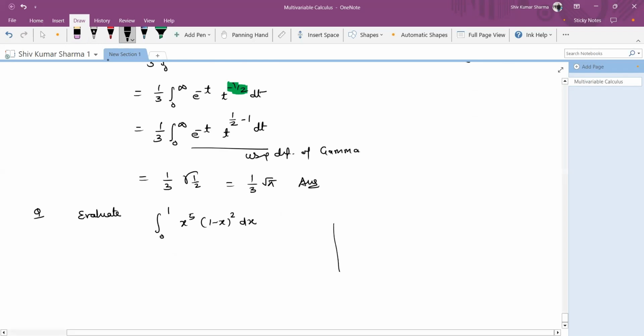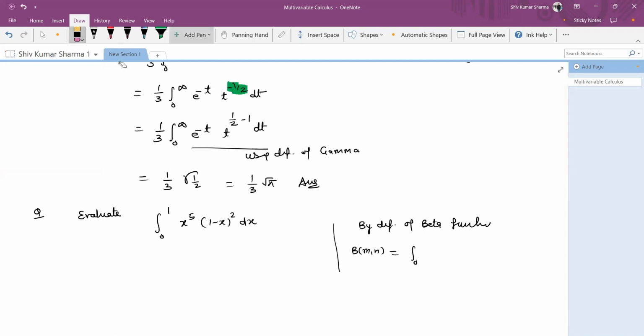Now for this, we remember the definition of beta. By definition of beta, beta mn is equal to the integral from 0 to 1 of x raised to the power m minus 1 into 1 minus x raised to the power n minus 1 into dx. So we need to write this integral.